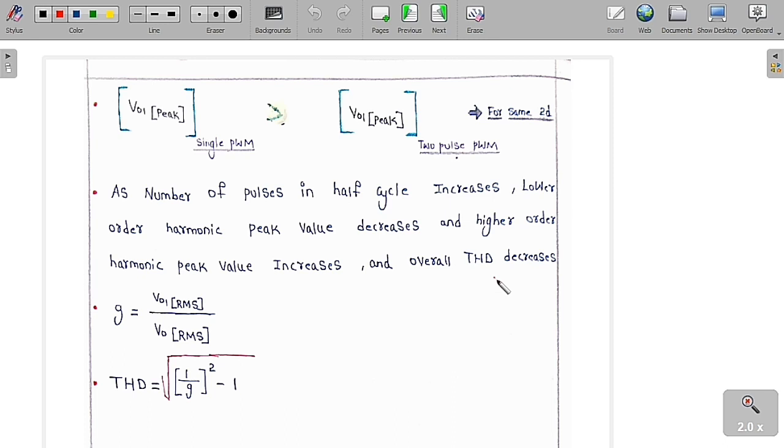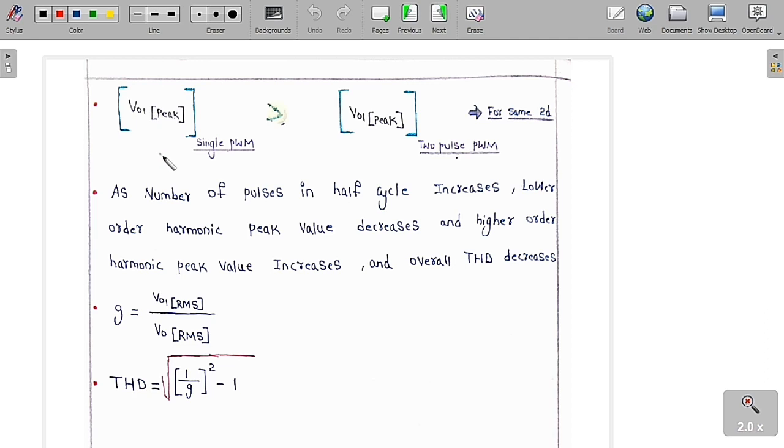So if you increase the number of pulses in a given half cycle, you decrease the peak value of the lower order harmonics, whereas you increase the peak value of the higher order harmonics. Therefore, the overall THD is going to decrease. That is the meaning of this. So when you increase the number of pulses in a given half cycle, the lower order harmonic peak value decreases, the higher order peak value goes on increasing, and the overall THD decreases.